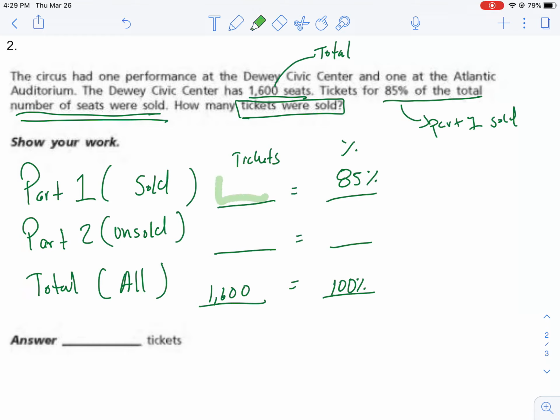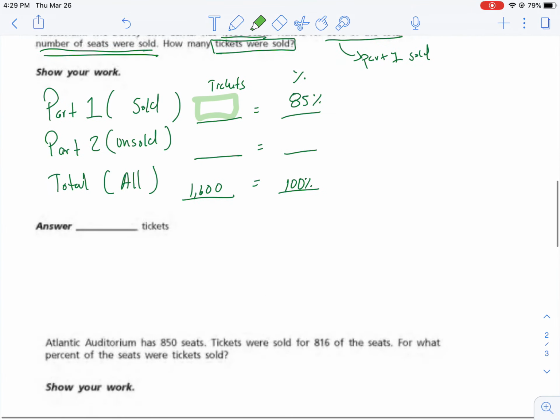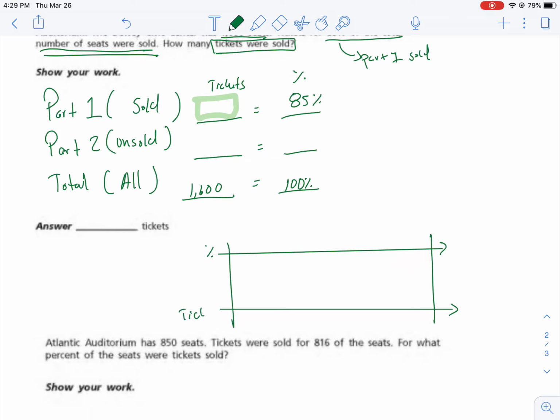So we are looking to figure out what this number represents. So we can go ahead and begin drawing our double number line. Okay. We have percent, tickets, 0%, 100%, 1,600 represents our total. This is 0. We want to find out this right here, this 85%. How many tickets does this 85% represent?